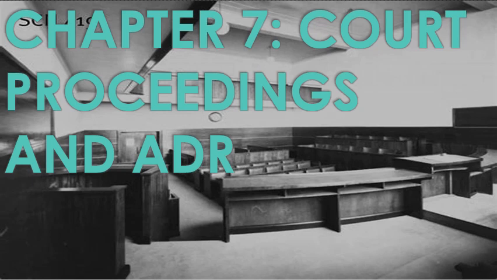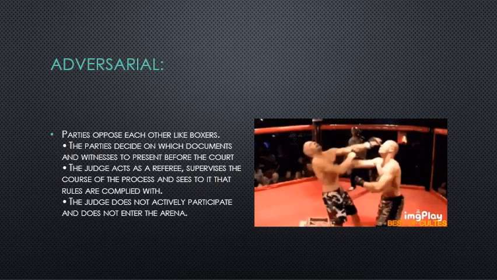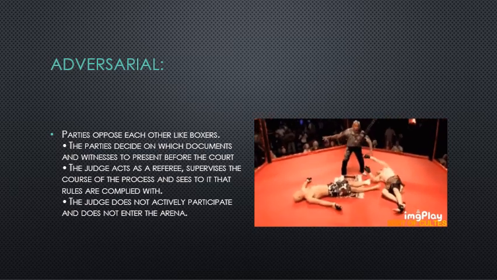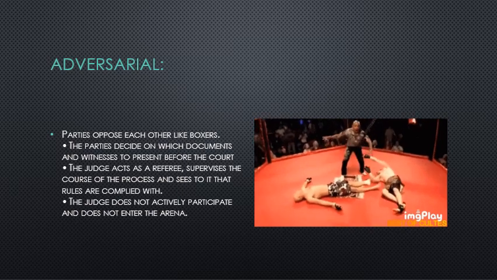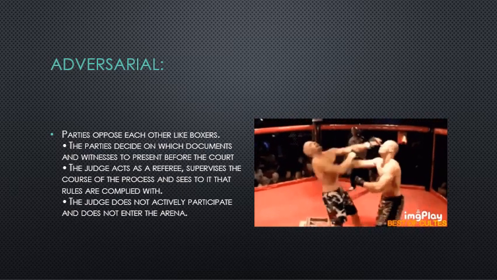Good day once again. Today we're going to be dealing with Chapter 7, Court Proceedings and Alternative Dispute Resolutions. We're going to deal with what happens prior to court, what happens during court, and what happens after the verdict has been set, and so forth. Now, in terms of court, there are two types. The first one being the adversarial system as opposed to the other one, which is the inquisitorial.